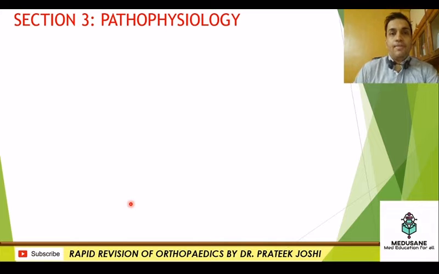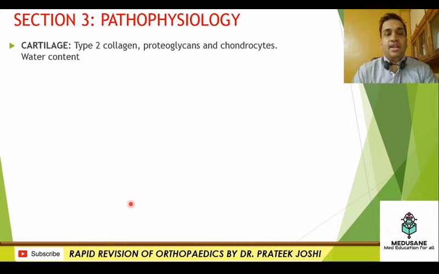Moving on to the pathophysiology. Now, another MCQ point right at the start of the slide: the most common collagen found in the cartilage is type 2 collagen. The other components are proteoglycans and chondrocytes and a lot of water content. So this should help you in your all-except type of question where cartilage comprises of type 2 collagen, proteoglycans and chondrocytes.